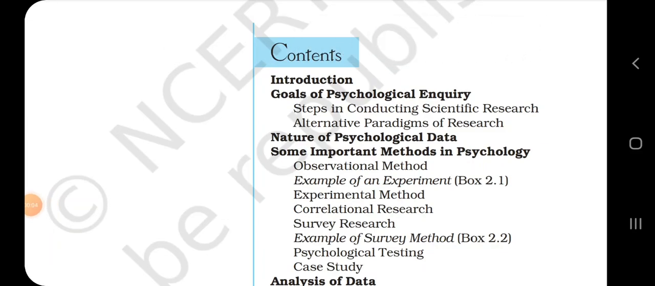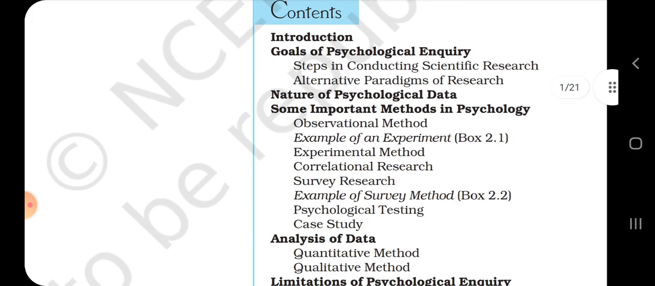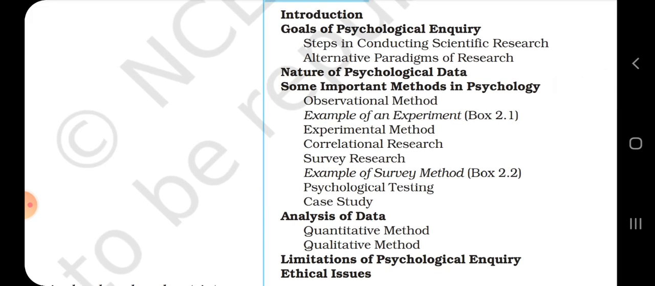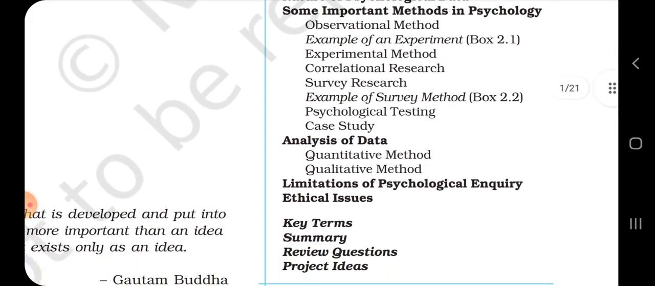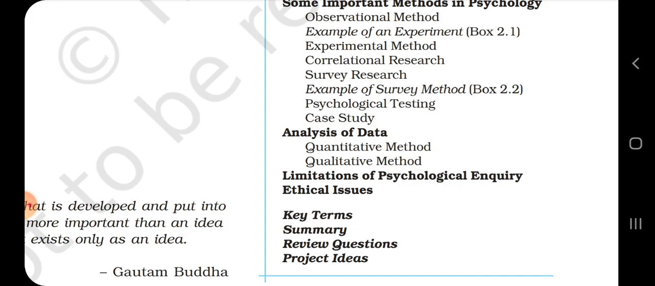Contents. Introduction. Goals of psychological inquiry includes steps in conducting scientific research, alternative paradigms of research, nature of psychological data, some important methods in psychology: observational method, example of an experiment in Box 2.1, experimental method, correlation research, survey research, example of survey method in Box 2.2, psychological testing, case study, analysis of data, quantitative method, qualitative method.